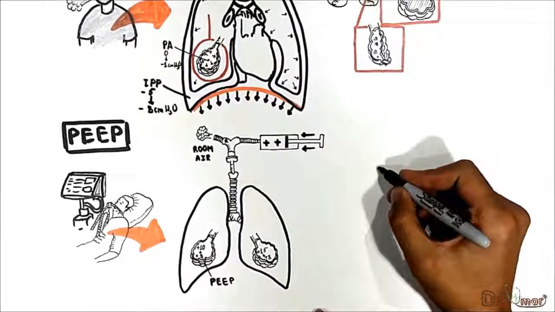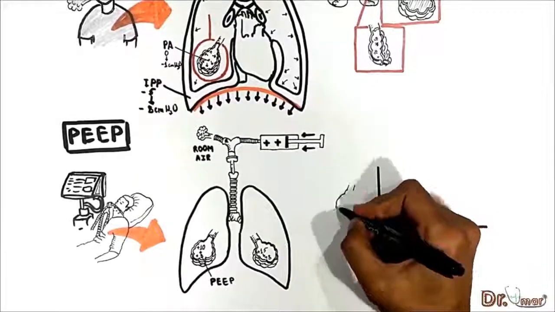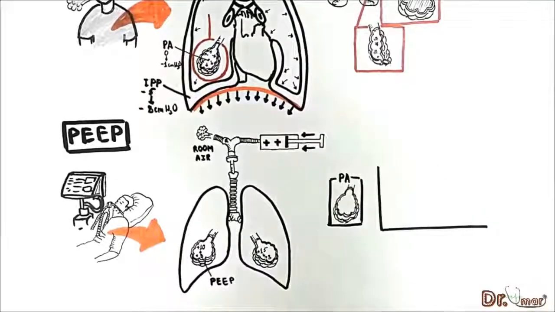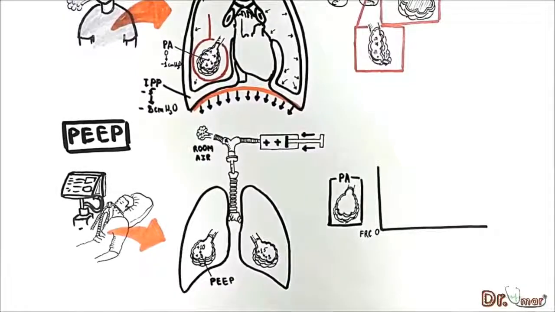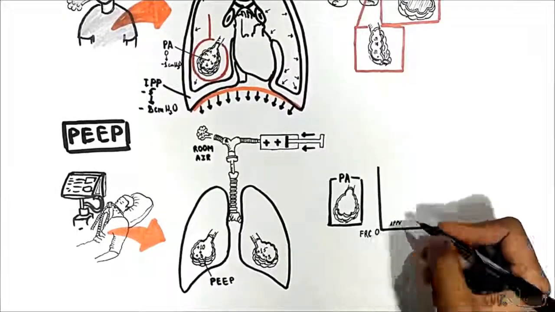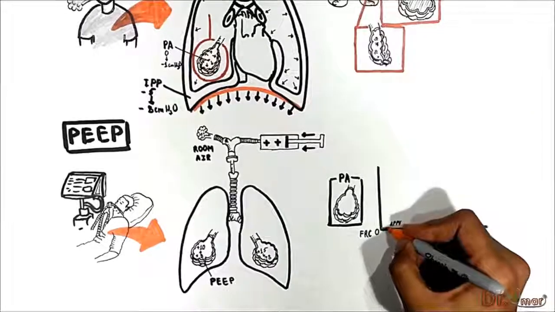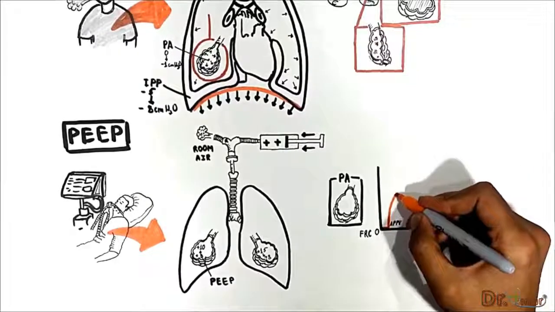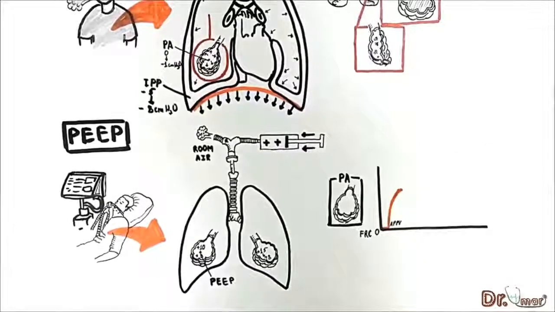Let me draw here a graph to apply all our information to it. On the y-axis we have the alveolar pressure, and this point is FRC. In assisted positive pressure ventilation, you pump the tidal volume into the lung and alveolar pressure is becoming more and more positive. It is at its most positive at the end of inspiration.